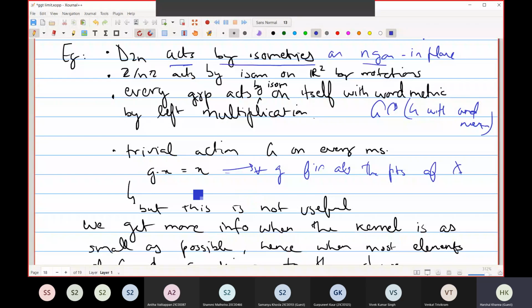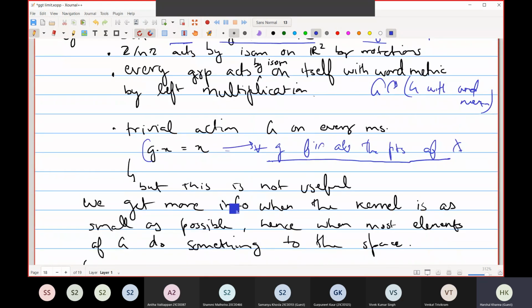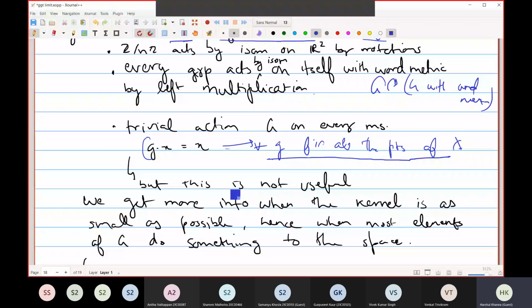But we can see this action is not useful, this is a trivial action. Why? Because essentially G fixes all the elements, or all the points, of X. So when do we get more info? We get more info when most elements of G actually do something to your metric space, right? So when the kernel is as small as possible, that is, most of the elements of G actually do something to the plane that is there, that they do not have a trivial action, right?